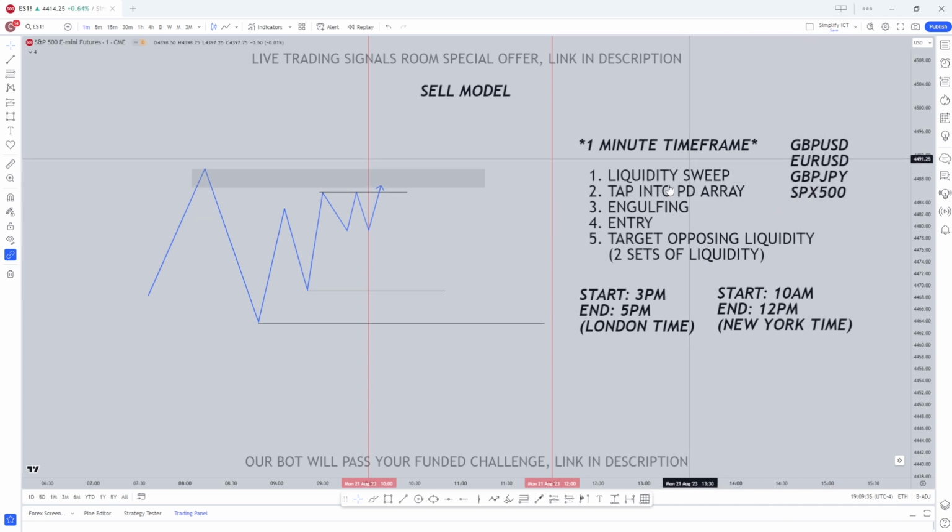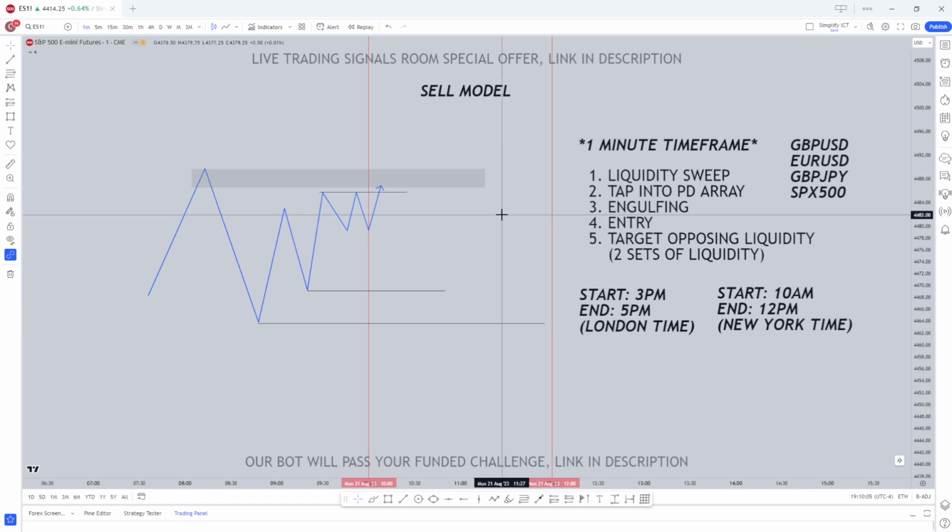Now let's get into the actual strategy, but just before we get into the strategy, what times are we going to be trading? So I've included 2 time zones over here, London time zone and the New York time zone, but it's going to be one time window only. So it starts at 3 p.m. London time, which is 10 a.m. New York time, and it ends at 5 p.m. London time, which is 12 p.m. New York time.